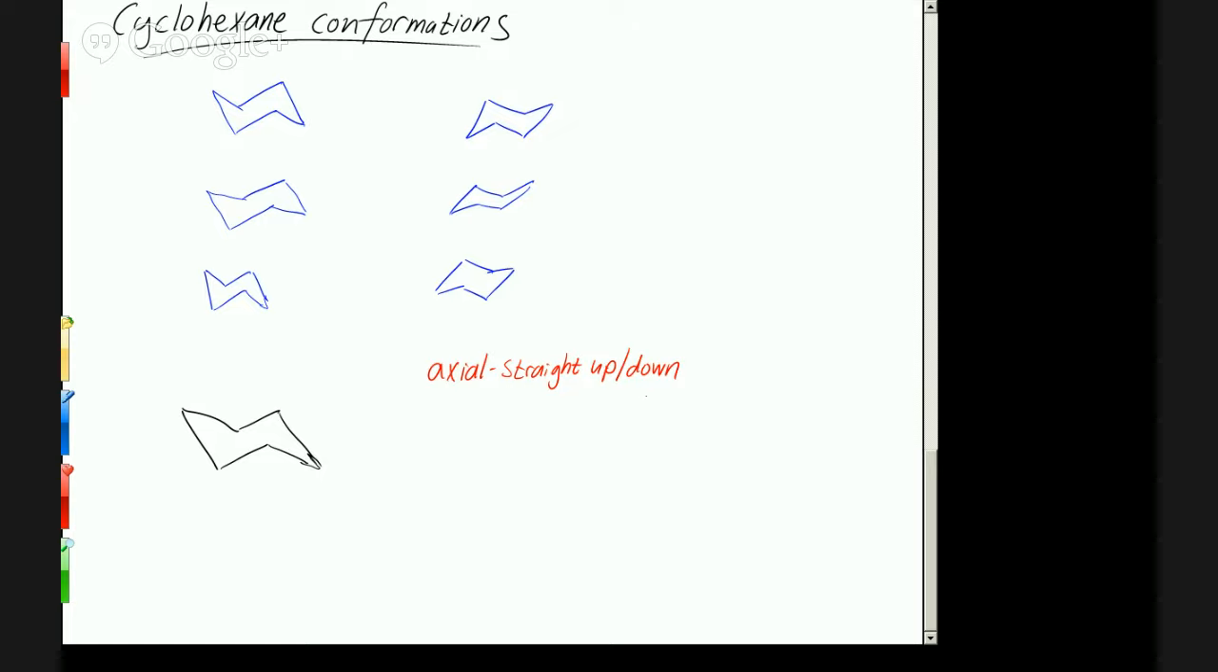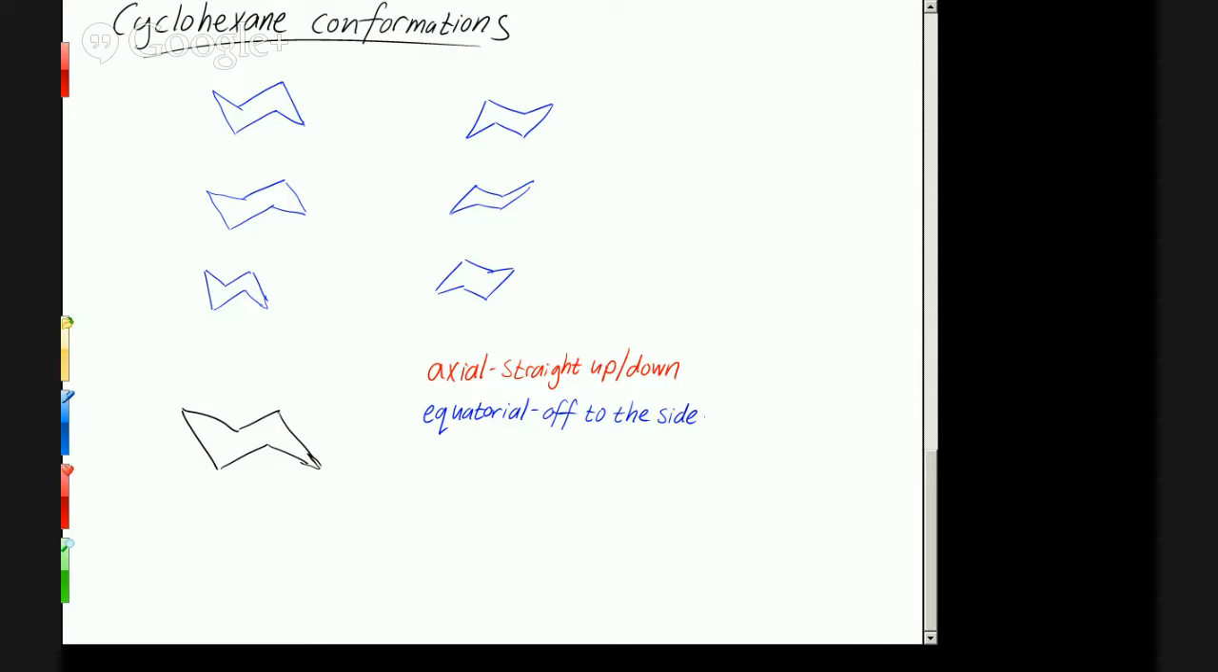And they alternate around the ring. And the ones coming off the side are called equatorial, like the equator, going around the side. So we're going to do those first, because those are the hardest. The axial is less hard because it's just straight up or straight down. The equatorial, you have to get the angle right to show that it's going the right way.